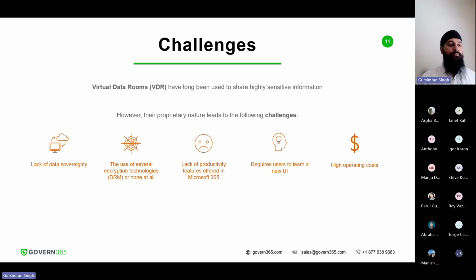So we talked about what a virtual data room is, but with technology, there's challenges to everything. The typical challenges that we've come across from working with customers that migrate from one virtual data room to another is their existing virtual data rooms have a lack of data sovereignty. So obviously that whole third party concept, you're uploading your data and giving it to a third party, how much you trust them, that's up to you, right? But the fact that your data is leaving your organization and going into another organization's database, that's a risk, right?